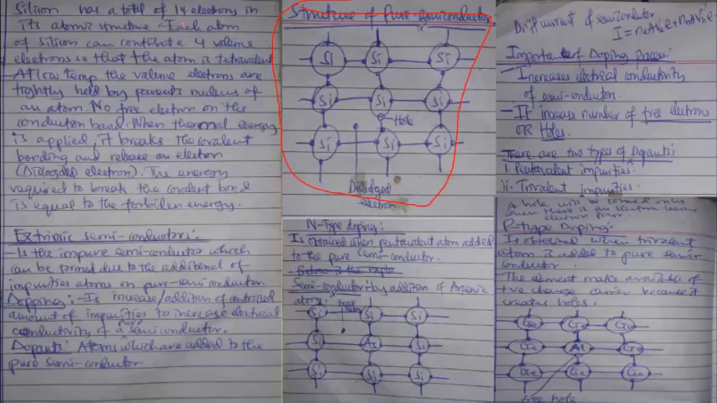Silicon has a total of 14 electrons in its atomic structure. Each atom of silicon can contribute 4 valence electrons. You can see 1, 2, 3, 4. So the atom is tetravalent. You can see it has 4 bonds around it.